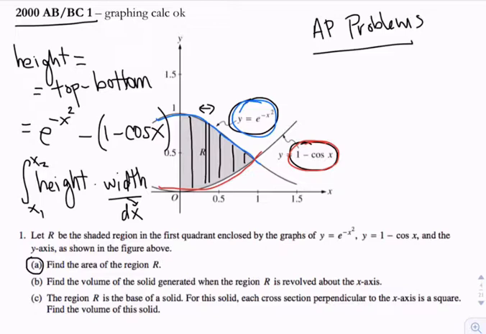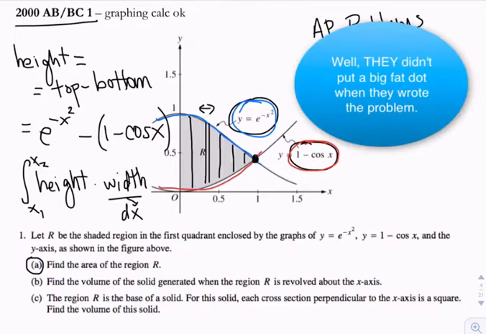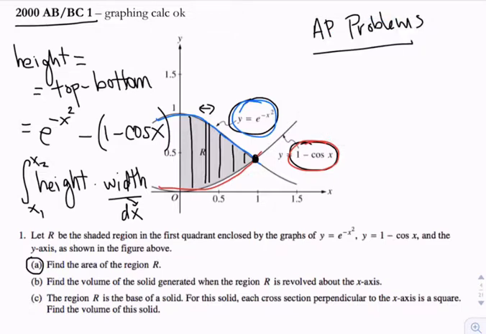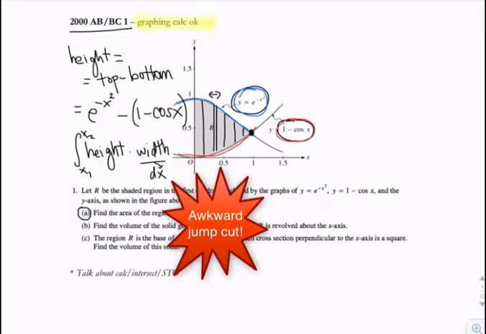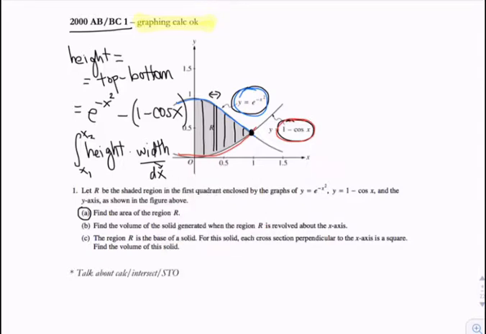Now that's non-obvious. A lot of people think that the intersection point is at x equals 1, but it isn't. There's no big fat dot, so you're probably not supposed to read it off the graph. You're going to have to put this into your graphing calculator. To find the limits of your integrand, we need to find where those curves intersect, and you need to show your work. We're going to do it on the graphing calculator, but you still have to show what you're doing. You're solving an equation, so you have to write that equation down. This is the equation that we're solving, but you're going to do it using the graphing calculator and intersect.